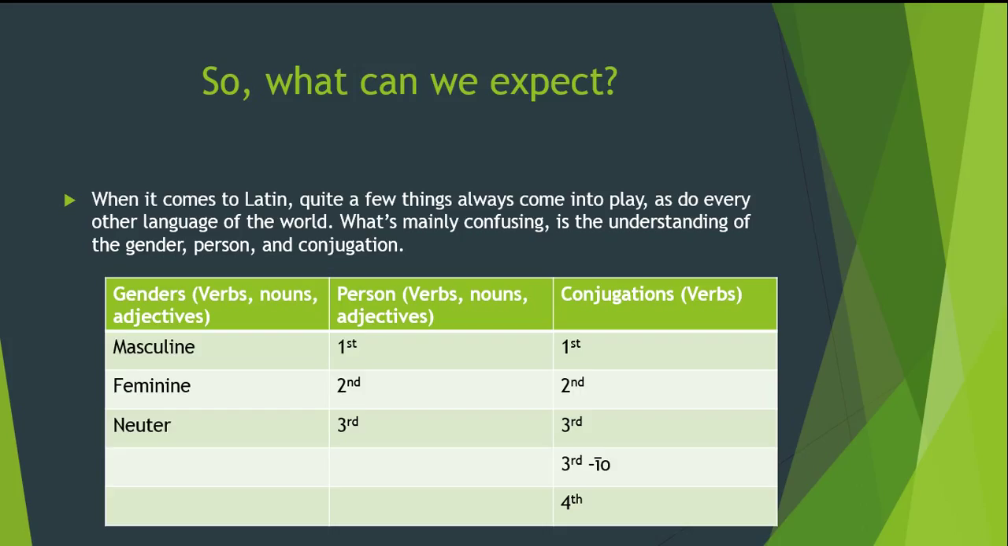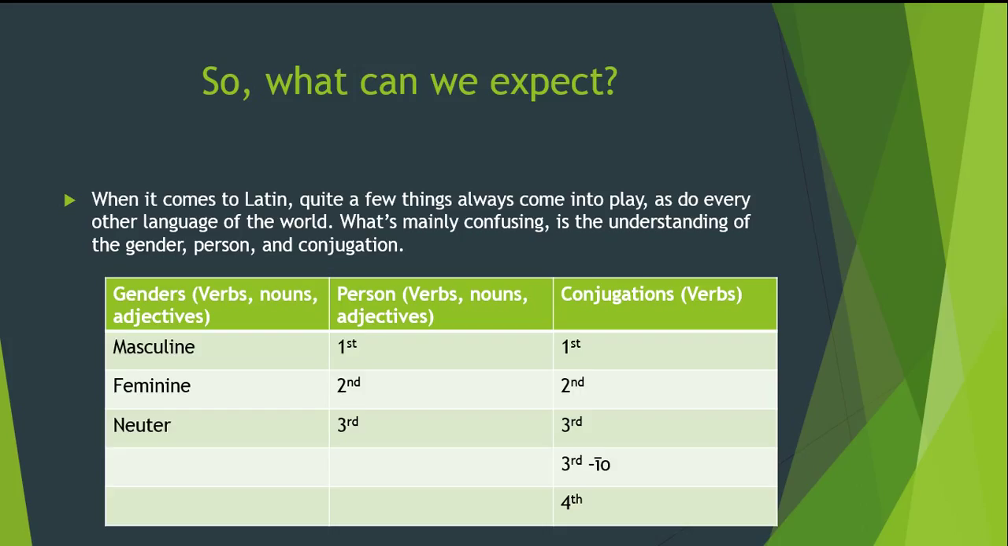So when it comes to Latin, quite a few things always come into play, as do every other language of the world. Now, what's mainly confusing is the understanding of the gender, person, and conjugation. For example, in genders, which apply to verbs, nouns, and adjectives, you have three genders, which are masculine, feminine, and neuter. Now what mainly looks kind of similar is masculine and neuter genders, because their endings always look very similar.